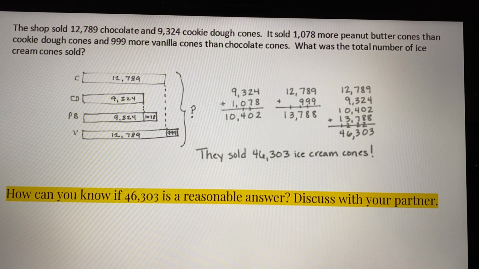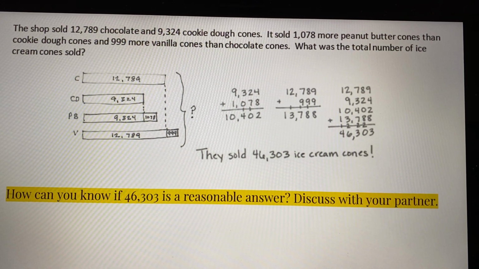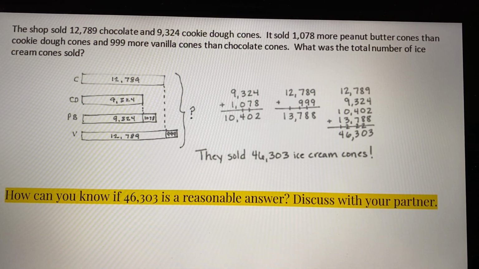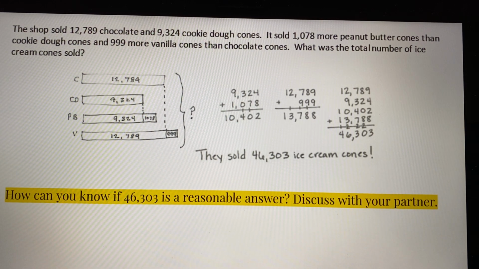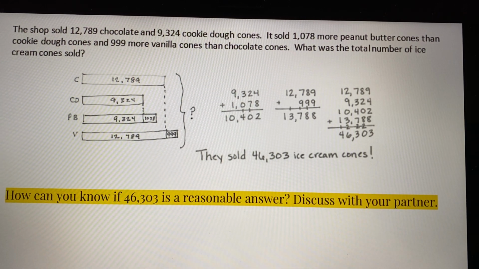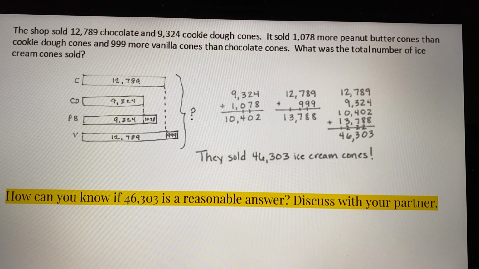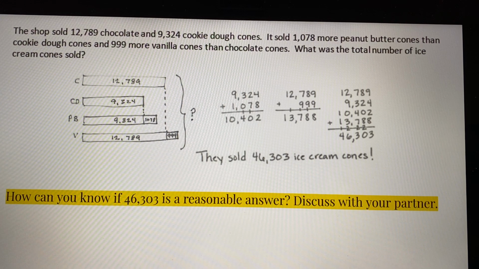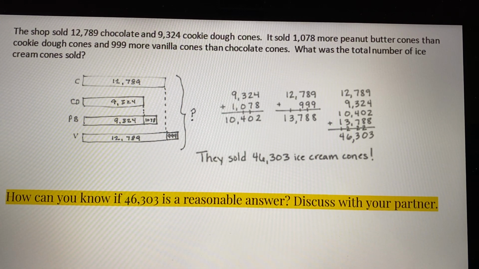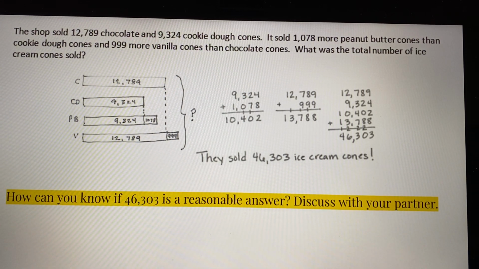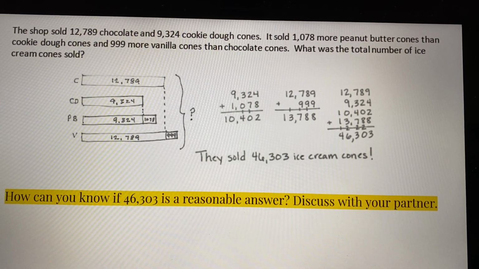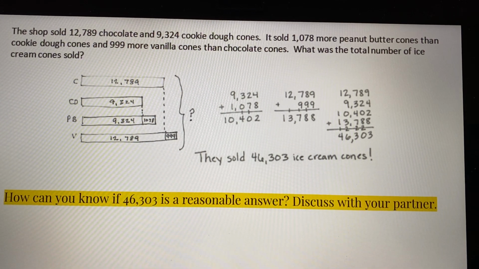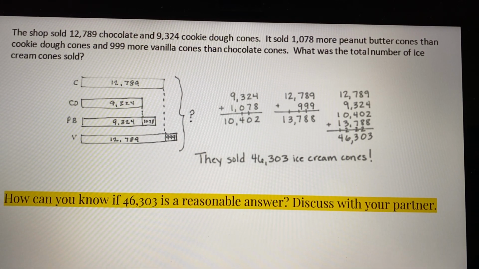And here is one way of doing it. C stands for chocolate, CD stands for cookie dough cones, PB stands for peanut butter cones, and V stands for vanilla cones. So you can see there, to solve this problem, first thing they did was they took the cookie dough cones and added 1,078, and that got us the peanut butter cones.